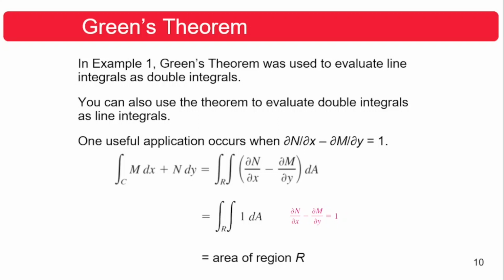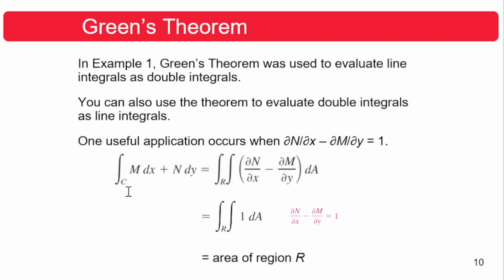In example number 1, Green's theorem was used to evaluate line integrals as double integrals. You can also use the theorem to evaluate double integrals as line integrals. So one useful application occurs when the partial derivative of n with respect to x minus the partial derivative of m with respect to y is equal to 1.